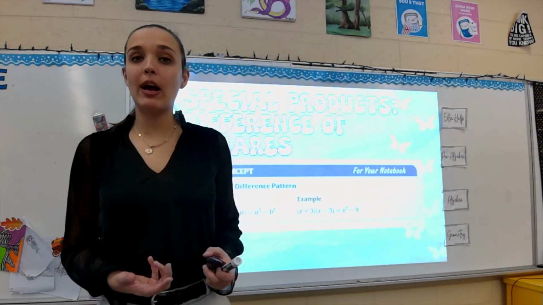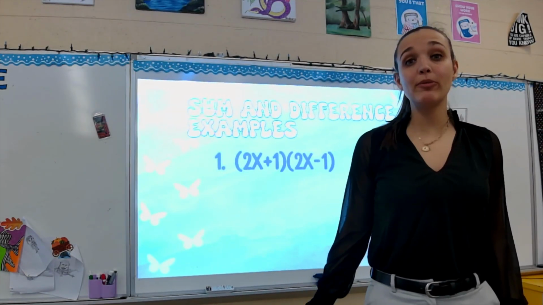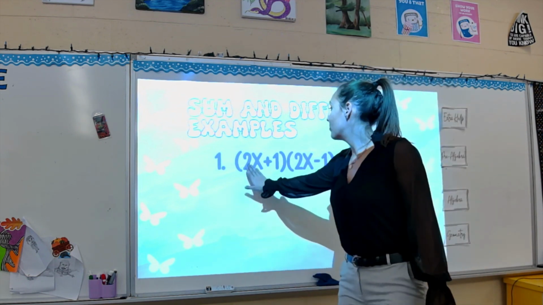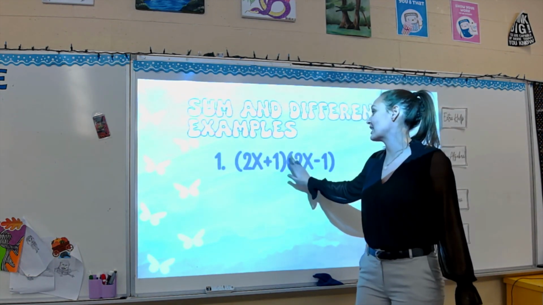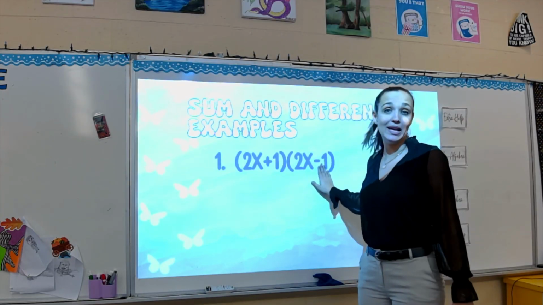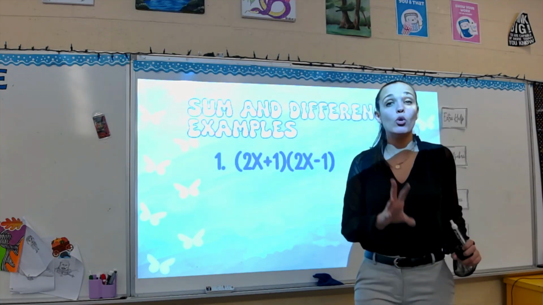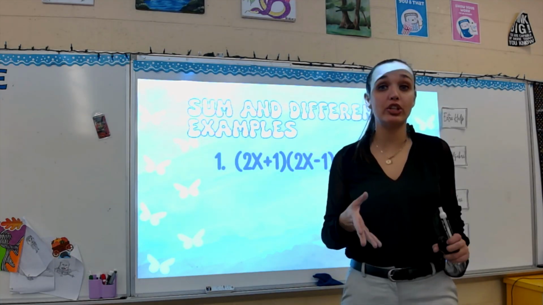Let's take a look at a problem so we can fully understand what we're doing here. So we have this problem here to start, and I have to look. My 2x and my 2x are the same. My 1 and my 1 are the same. One has a plus and one has a minus. It could be flipped. This could be the minus and this could be the plus. As long as one has one and one has the other, we are good to go.